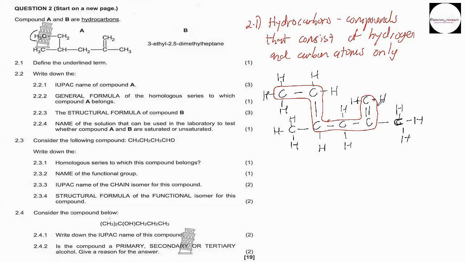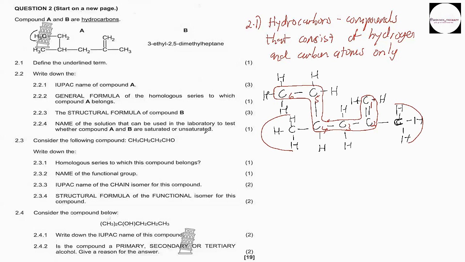Now to start numbering, we have to start numbering from the side where we see the disturbance. And then we can see here, right in the first carbon, we see a double bond. So we go 1, 2, 3, 4, 5, 6. And then let's check where we see our disturbances. We can see that in the second carbon, we have our methyl branch. And then in the fourth carbon, we also have another methyl branch.